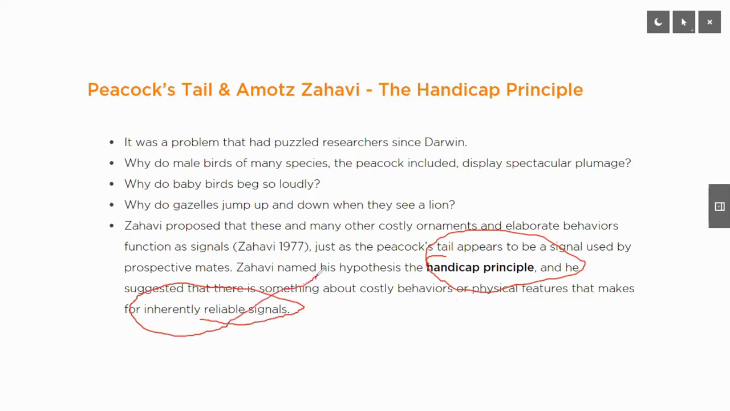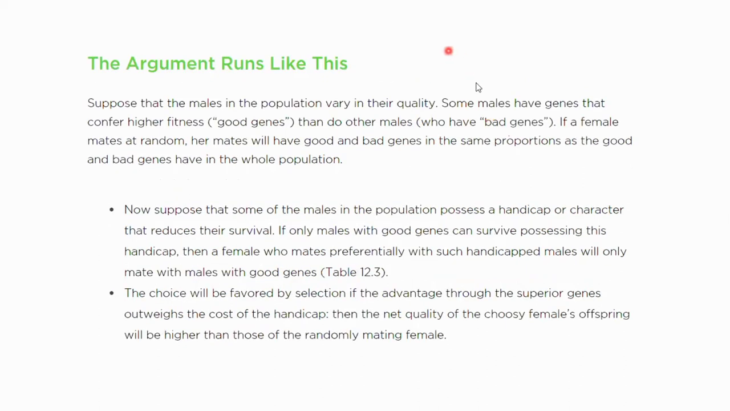So Zahavi came up with an idea, and this idea in evolutionary biology is called the handicap principle. This principle explains how such structures evolve despite giving some disadvantage to the possessor. We will see this in the coming slides. Okay, so just consider this one. The argument runs like this.